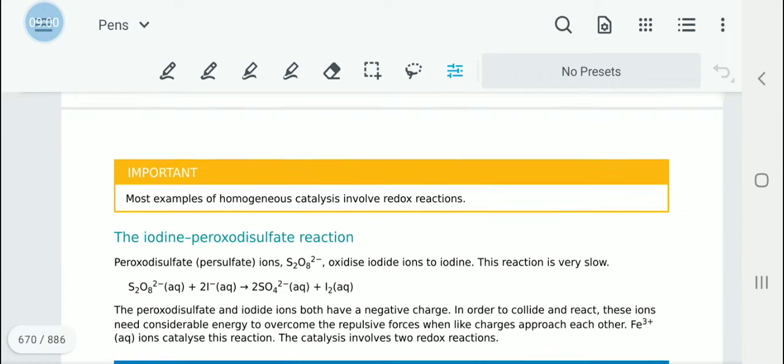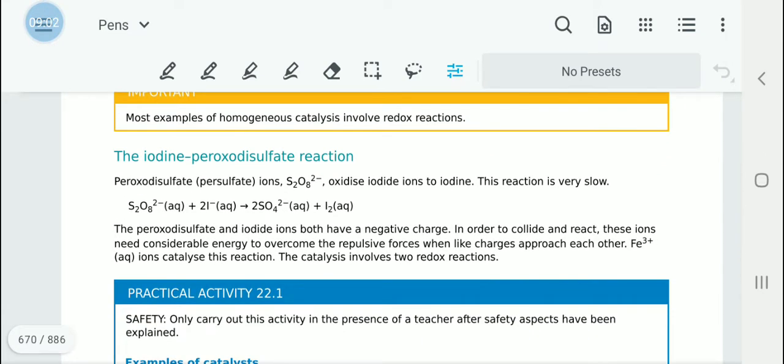Homogeneous catalysis: most examples of homogeneous catalysis involve redox reactions. That means reduction and oxidation both take place at the same time.